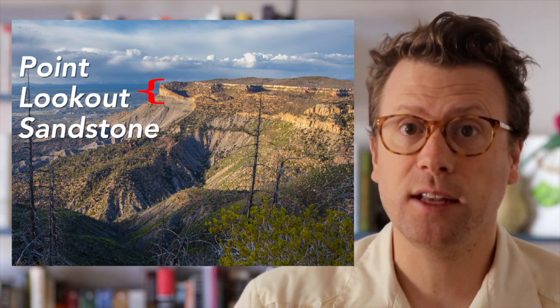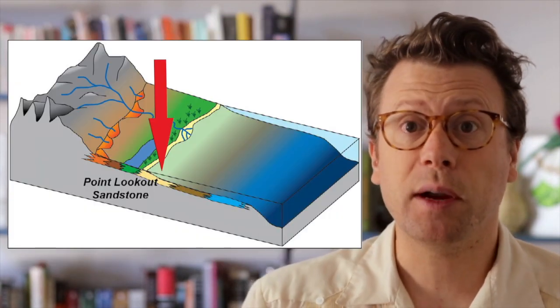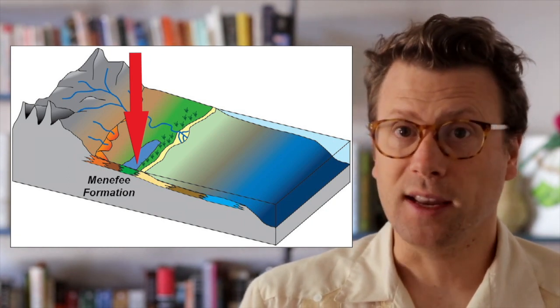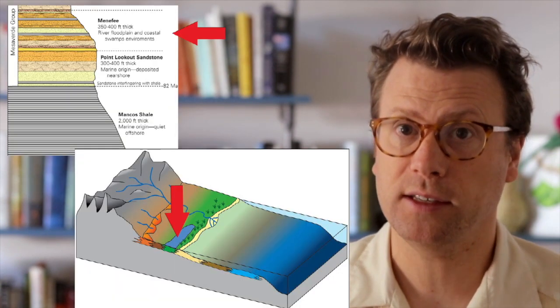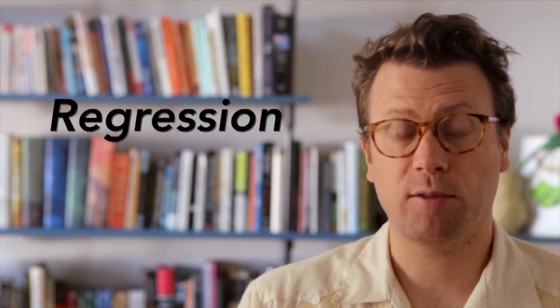Overlying and gradational with the Mancos Shale is the Point Lookout Sandstone that was deposited as a beach and as nearshore sands in a barrier island system. Above the Point Lookout Sandstone, the Menefee Formation was deposited in a coastal marsh or swamp environment and contains thin coal layers. This pattern of transitioning from offshore to beach to marsh facies as we go up stratigraphic section tells us that the relative sea level was dropping, called a regression.